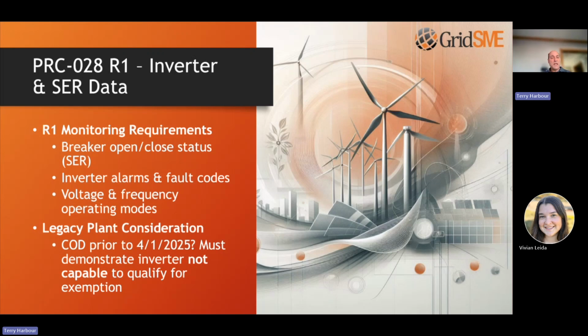This requirement does have a legacy plant consideration. If you had a commercial operation date prior to April 1 of 2025, you can ask for an exemption to the inverter data requirements. However, you have to demonstrate that your inverter is not capable to qualify for this exemption, as NERC won't take your word for it.